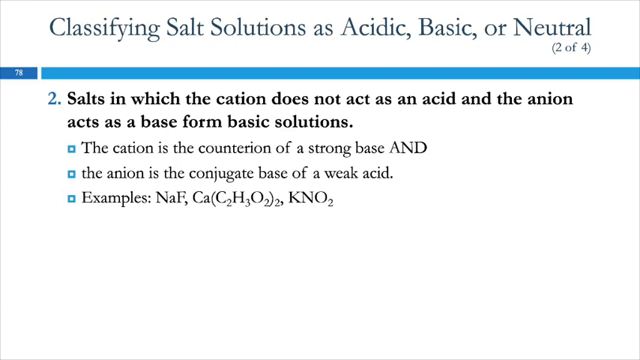Then we can have a salt where the cation does not act as an acid, but the anion does act as a base. So we're going to end up with a basic solution. This will look like the cation being the counterion of a strong base, the anion being the conjugate base of a weak acid. So here, sodium fluoride. Well, sodium is the counterion of NaOH, a strong base. That one's going to be neutral. F minus is the conjugate base of a weak acid. That makes this a weak base.